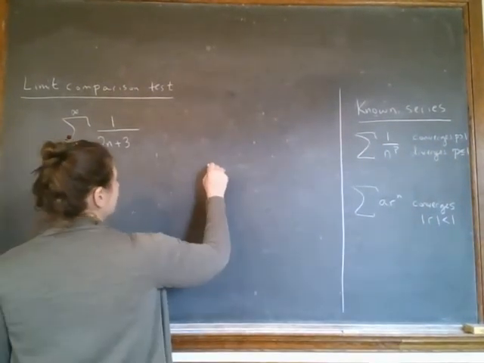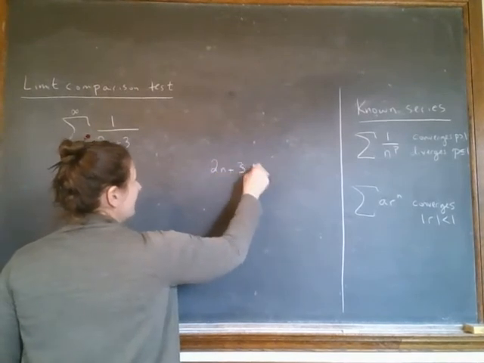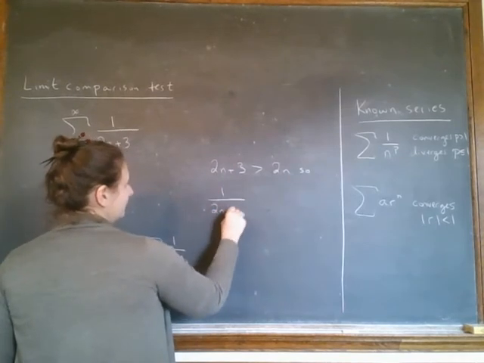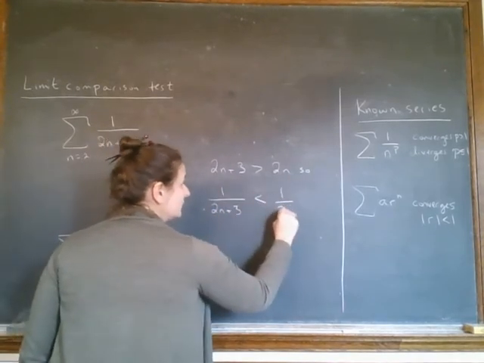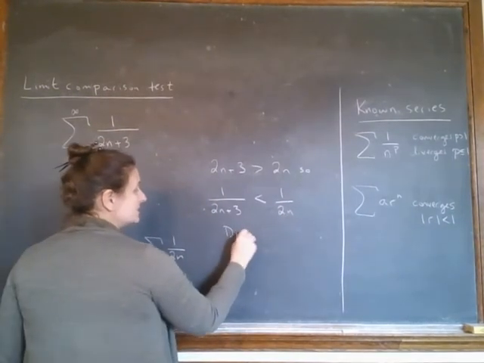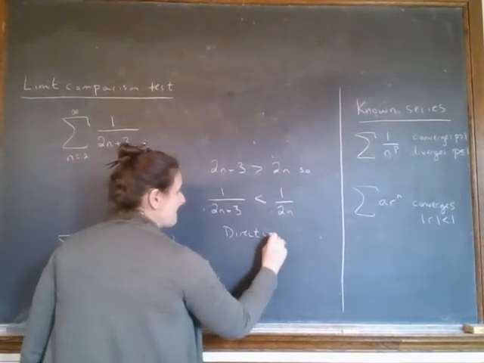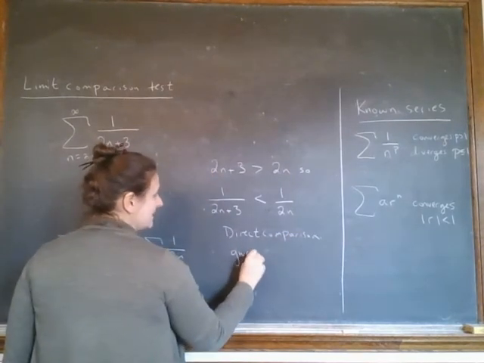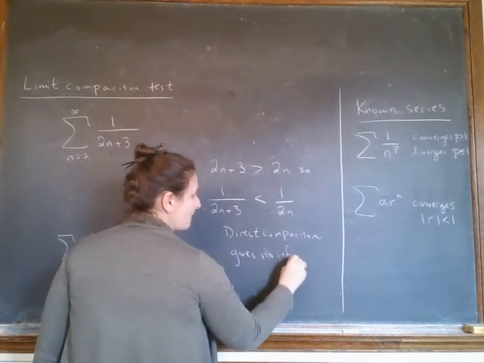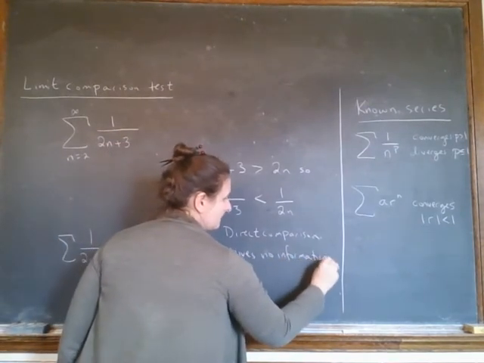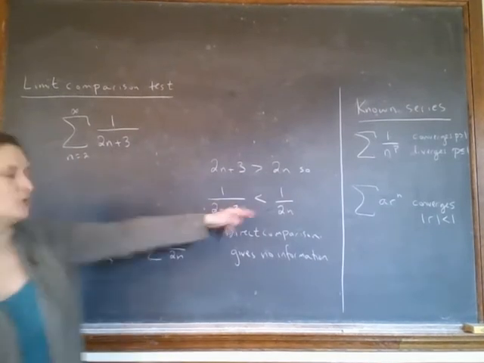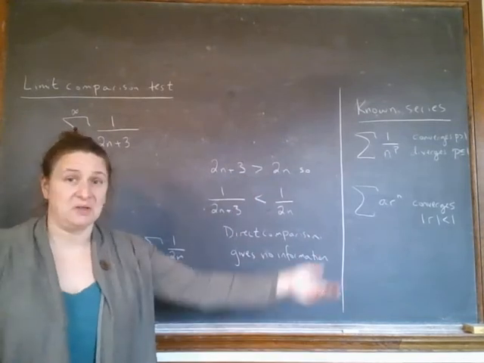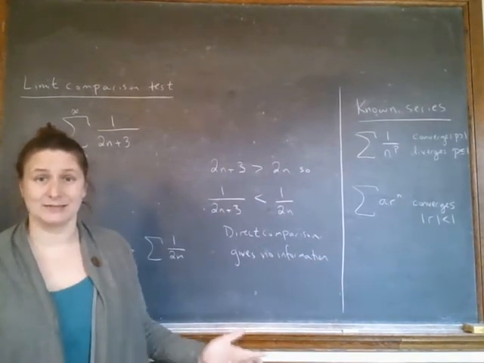I'm out of luck, because 2n plus 3 is bigger than 2n. So 1 over 2n plus 3 is less than 1 over 2n. And my direct comparison is a failure. It gives no information. Not because the sign is wrong, the inequality is the wrong way. Something that's smaller than something that's diverging could diverge, could converge. The test is inconclusive.